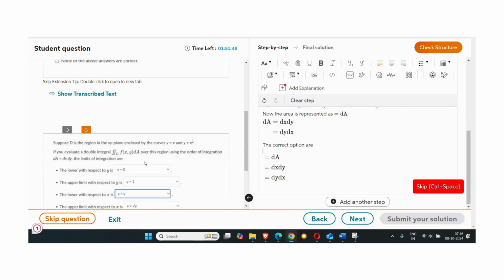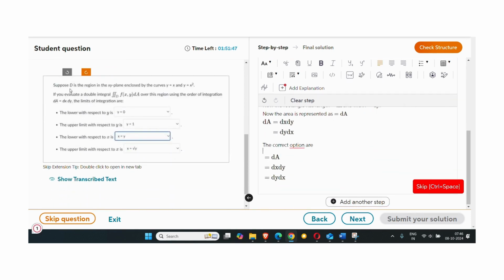Now we have another question. Suppose D is a region bounded by the functions y equal to x and y equal to x square. If you want to evaluate the double integral over this region using the order of integration dA in dx comma dy, right? What are the limits of integration?